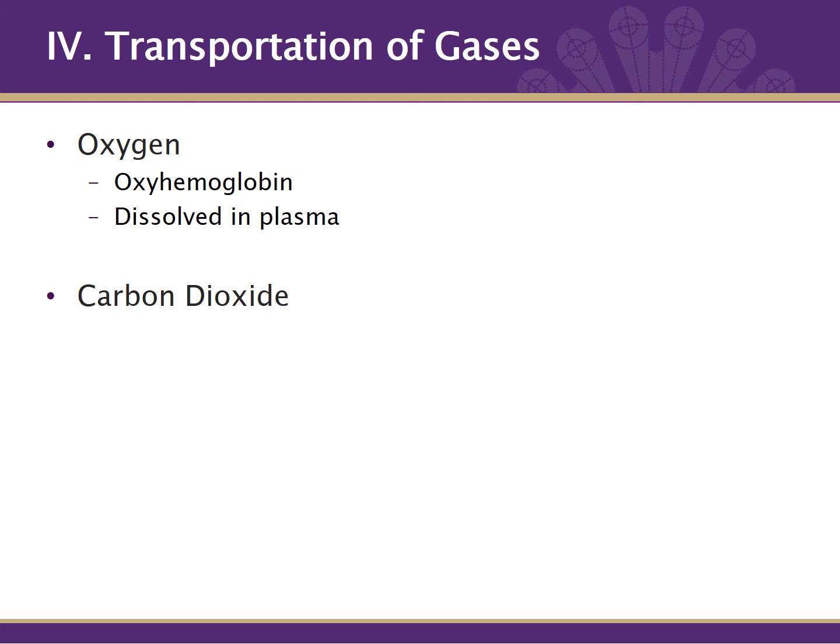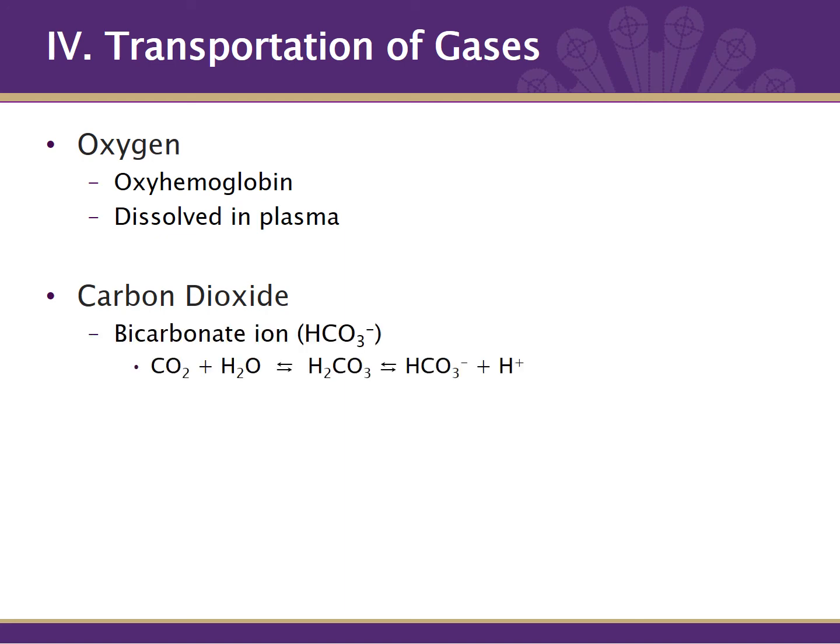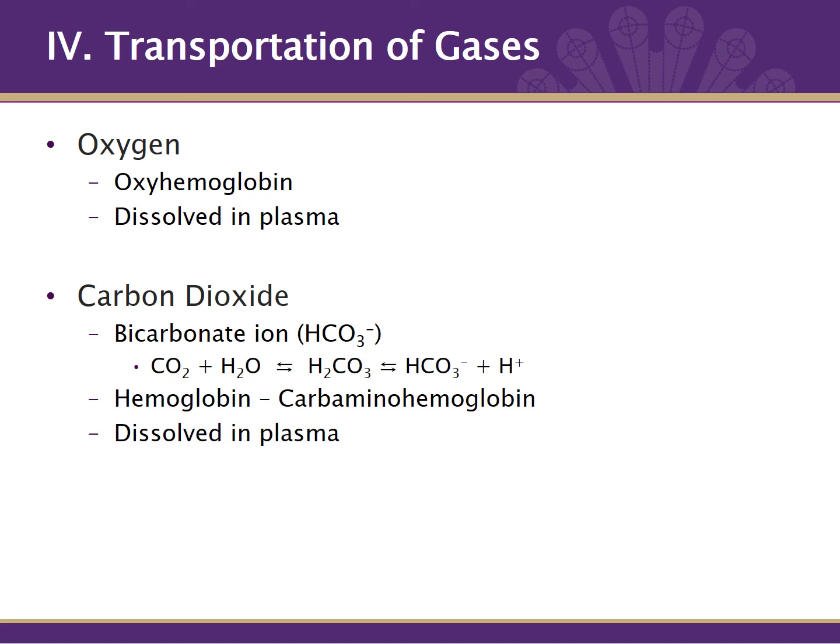Carbon dioxide can actually be transported in 3 forms. About 90% of carbon dioxide travels through blood in the form of bicarbonate and hydrogen ions. When carbon dioxide enters the blood, it reacts with H2O to form carbonic acid, which then dissociates, or breaks apart, into bicarbonate and hydrogen ion. This reaction reverses at the lungs. Carbon dioxide is then free to diffuse out of the blood and into the alveoli.